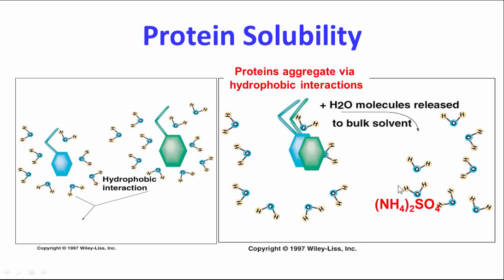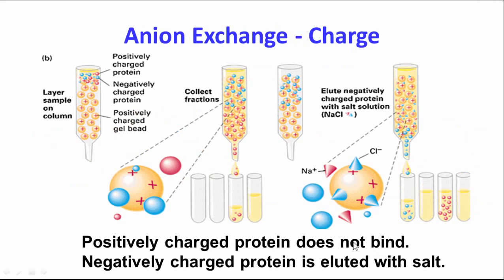However, if we want to precipitate a protein, quite often we add a reagent such as ammonium sulfate, which competes with the water molecules. The water molecules are sequestered around the ammonium sulfate, and then the hydrophobic parts of the protein can come together and it precipitates. So proteins aggregate via hydrophobic interactions.